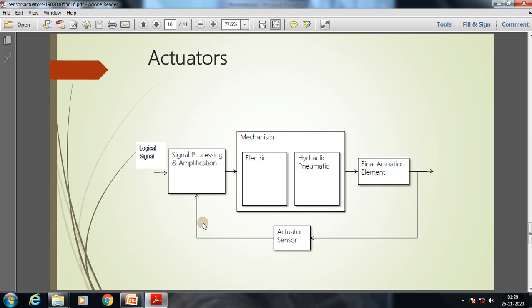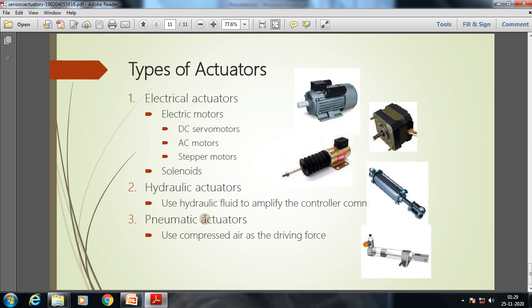So these are the types of actuators. Electrical actuators include electric motors, DC servo motors, AC motors, stepper motors and solenoids. Hydraulic actuators use hydraulic fluid to amplify the controller command, and pneumatic actuators use compressed air as the driving force. These are pictures of the different kinds of actuators that we basically use. These are the different pneumatic devices.